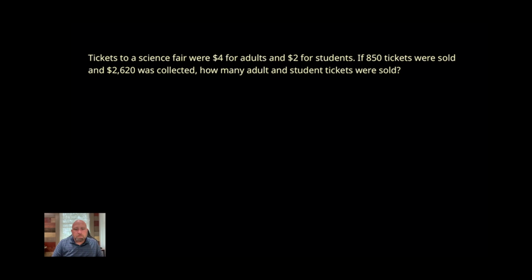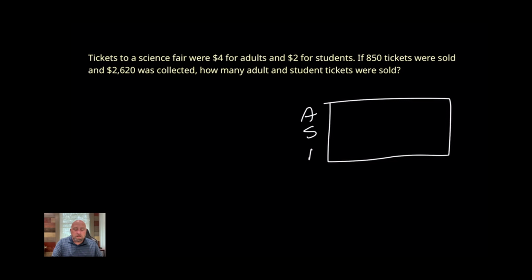Next one. So we have tickets to the science fair were $4 for adults and $2 for students. If 850 tickets were sold and $2,620 was collected, how many adults and students? All right, so we just go back over to our chart here. And so we have adults, students, and total. Okay, so adults, students, and total. And then we just have 2. So this is going to be the tickets, and this is going to be, I could call this, the value of the tickets.